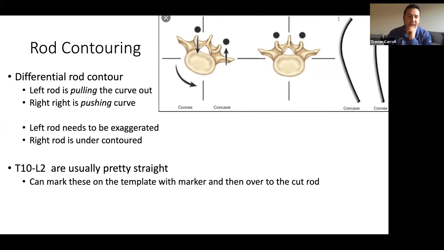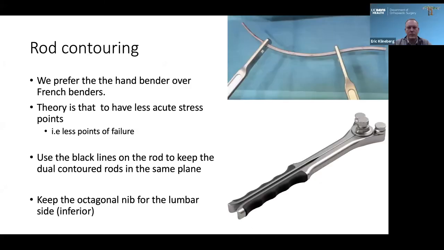Other things that are kind of helpful reminders are T10 to L2 are usually pretty straight. You can mark those when you're going to the back table. Usually makes it a little bit easier for me. We prefer the hand benders over the French benders. The idea is to have less acute stresses over the rod, although we do use them occasionally.